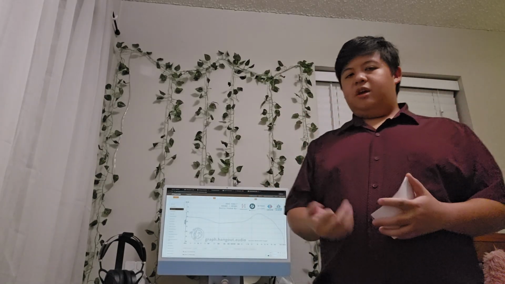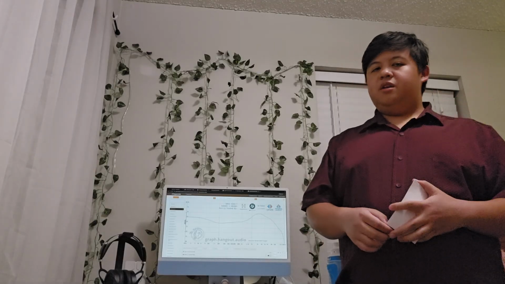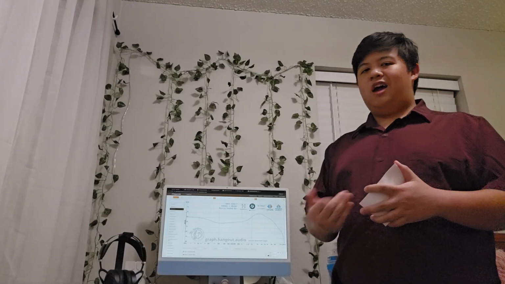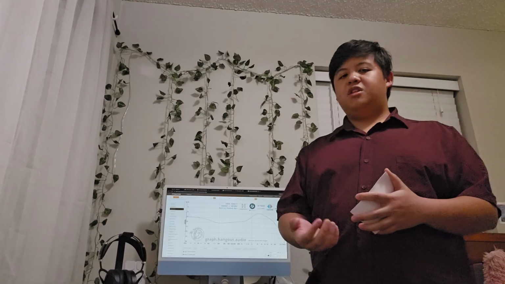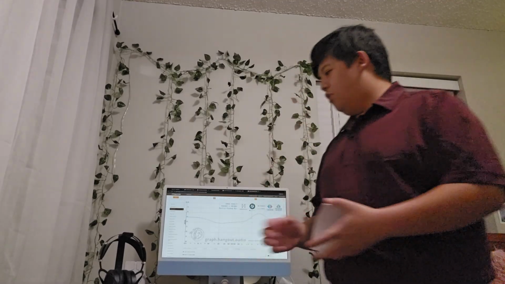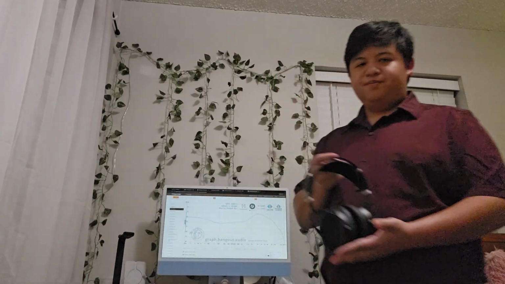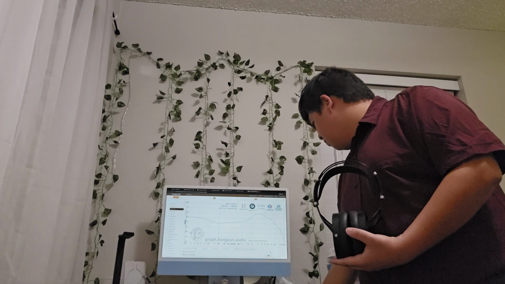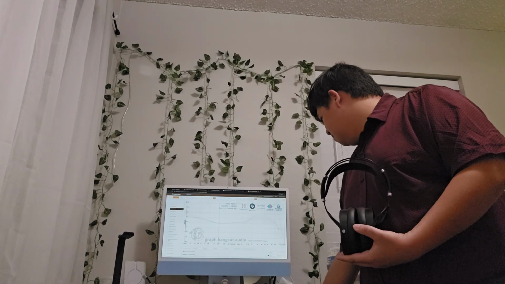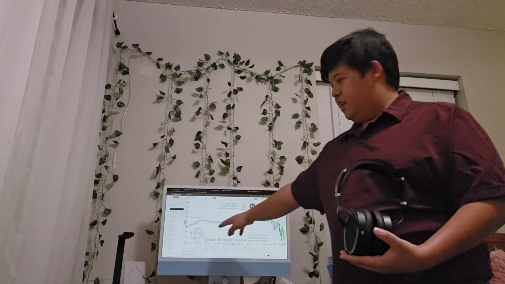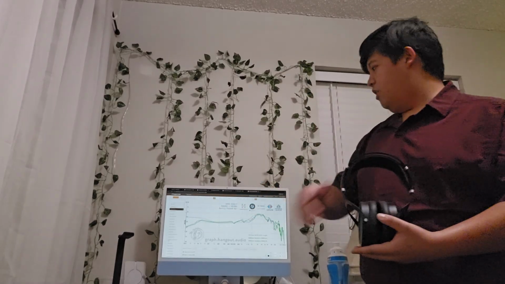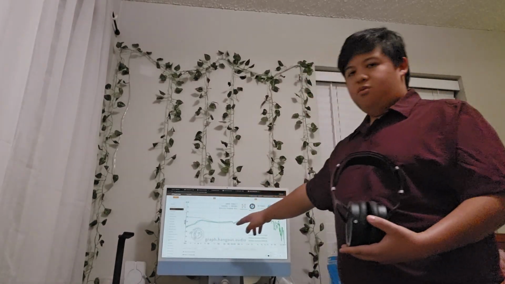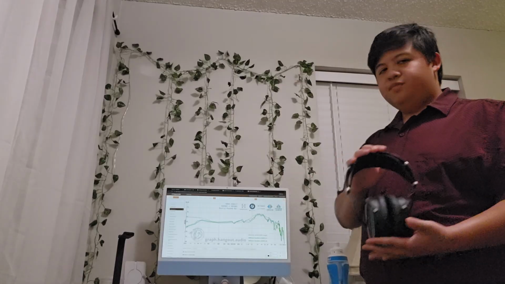The way that we read this graph is that we read how far off headphones deviate from the graph, and that's how we're able to tell how good a headphone will sound. For example, over here we have a headphone called the HiFiMan Sundara, and this green line right here represents the HiFiMan Sundara, and then this dotted line represents the Harman Target Curve.